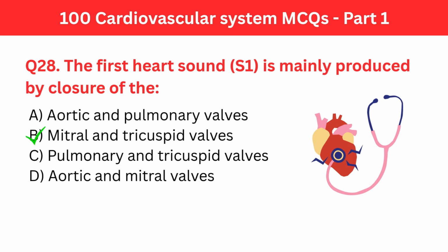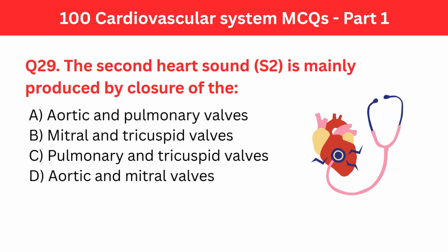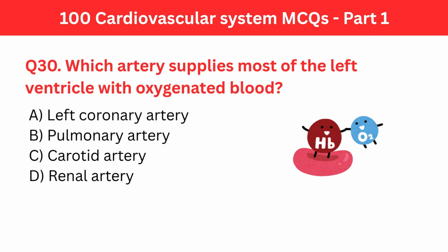The right option is B. Mitral and tricuspid valves. Question 29. The second heart sound, S2, is mainly produced by the closure of the... The right option is A. Aortic and pulmonary valves. Question 30.